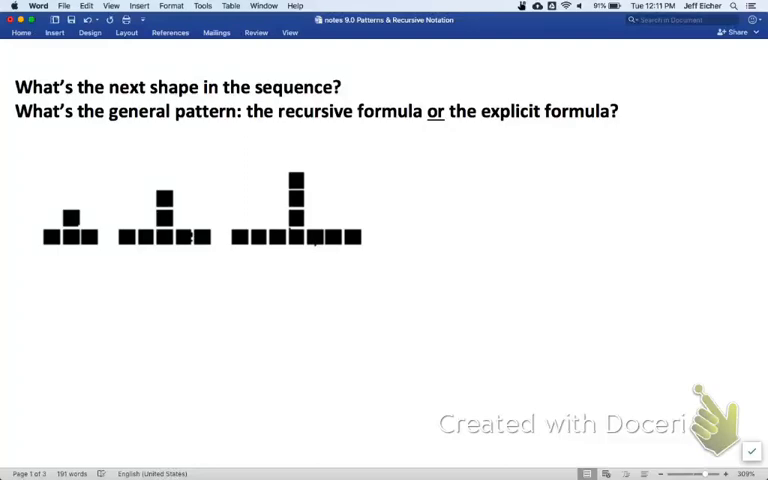Hello, Mr. Eicher here. This is part 2 of a lesson about recursive functions 9.0. We're going to look at two different shape sequences and see if we could write a recursive formula, a recursive function, or an explicit formula. So take a look at this pattern that we have here, and see if you could draw the next shape in the sequence. Pause the video if you'd like.